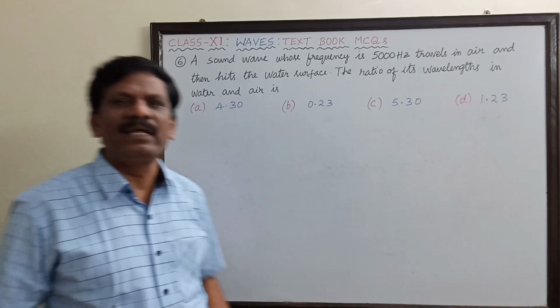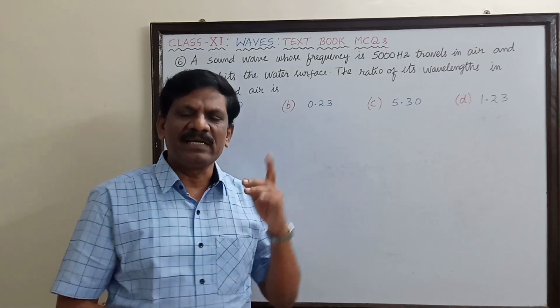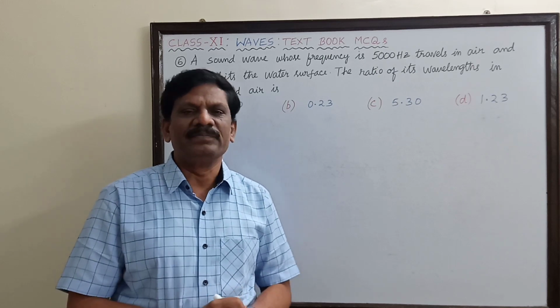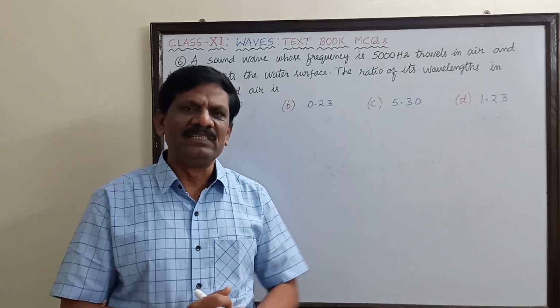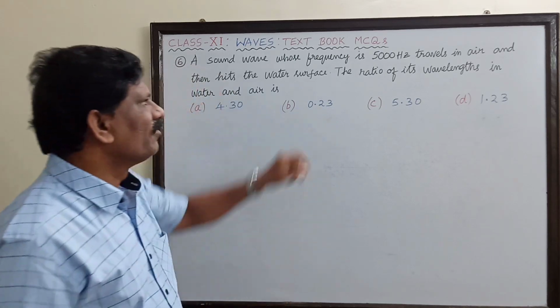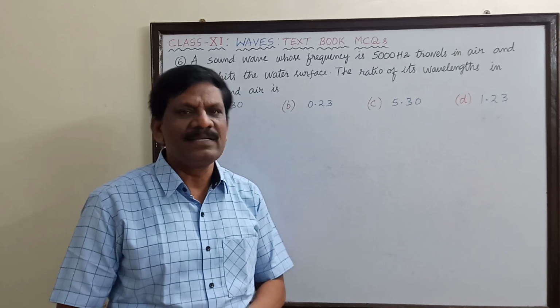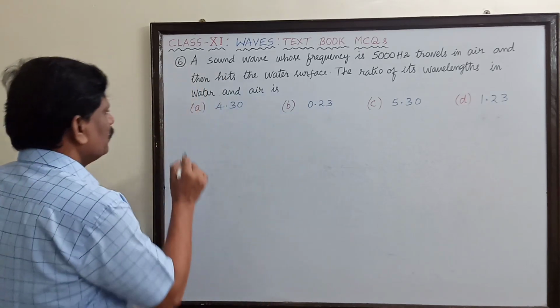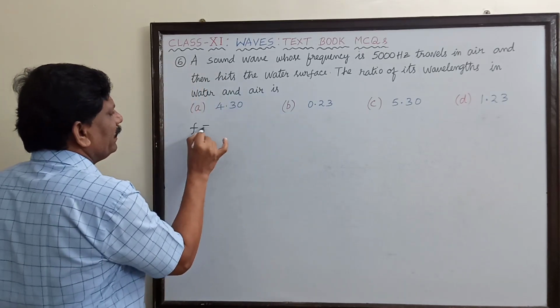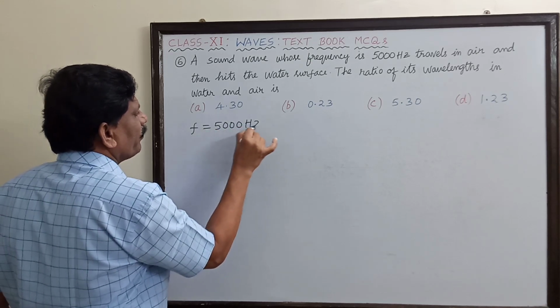Already we have studied that when any wave traveling in one medium just touches or enters into the other medium, its wavelength will change, velocity will change, but frequency will never change. So here the frequency is 5000 Hz in both air as well as water. So here the given quantity is frequency is equal to 5000 Hz.